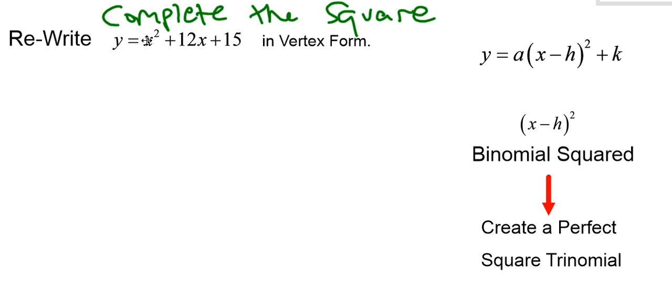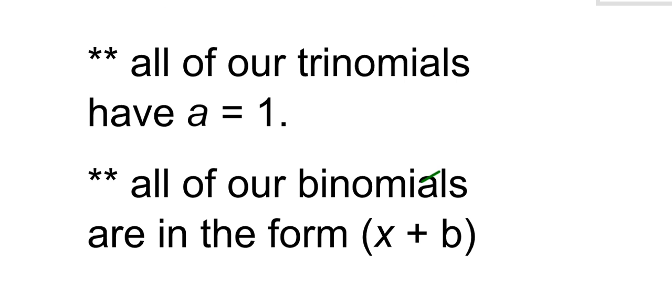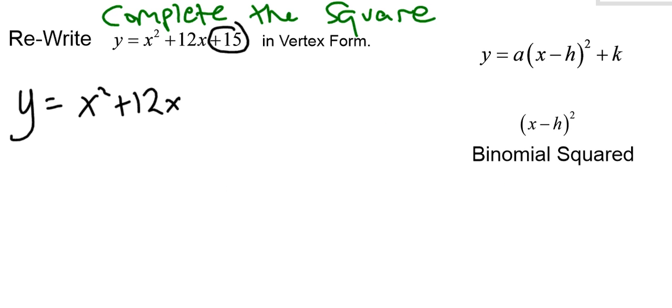So here's the equation, y equals x squared plus 12x plus 15. And our job is to create a perfect square trinomial. So this plus 15 is not really part of what I'm about to do, because I'm going to take these two terms, just like we were doing on the last page, and create a perfect square trinomial. So in other words, I'm going to put something here that gives me a perfect square trinomial. So I can't ignore this plus 15. I'm just going to write it over on the side to remind myself it's still there, but I need to do something else.